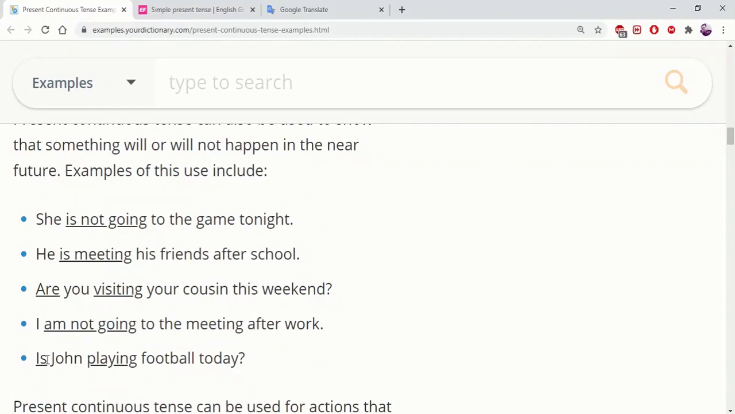Next, is John playing football today? Now this is also a question. If you change it to an answer, it will become John is playing football today. That means it is going to happen. Or if you change the sentence, it will become John is not playing football today. That means it will not happen.